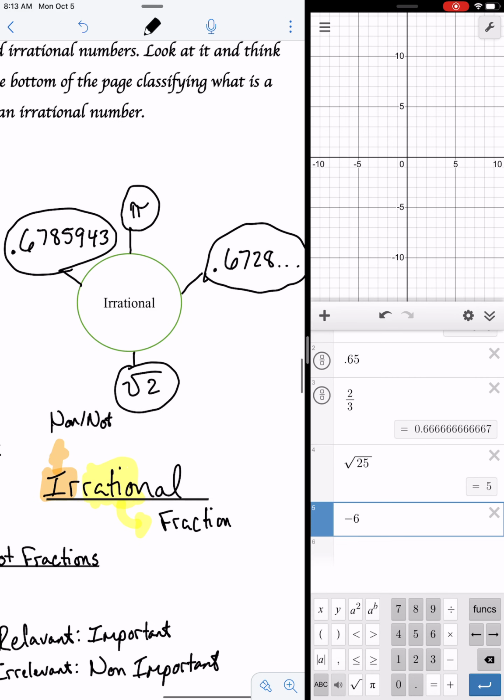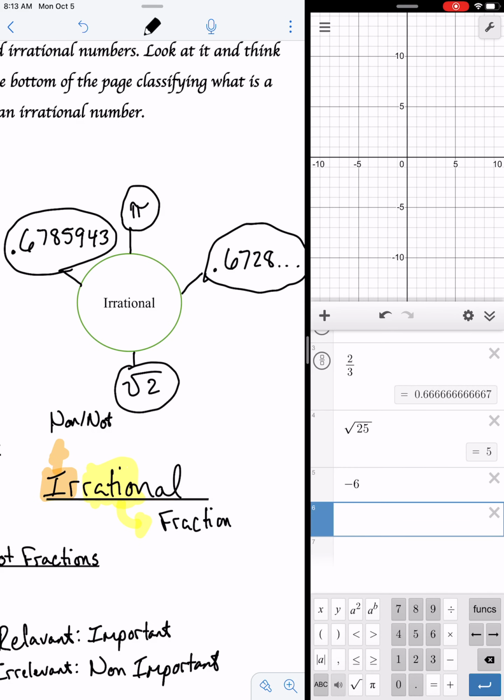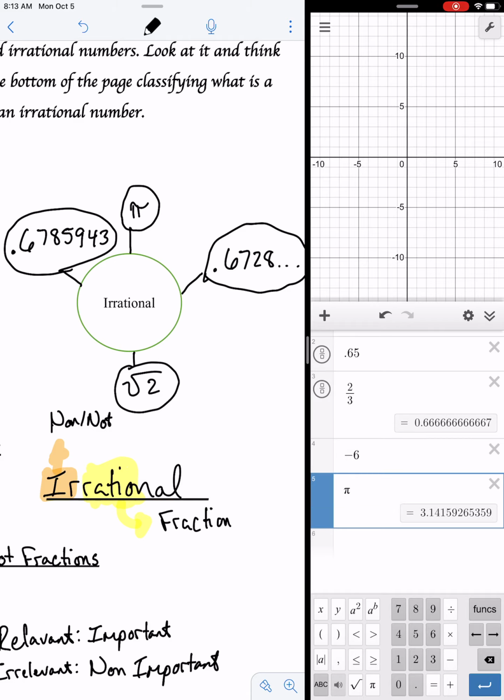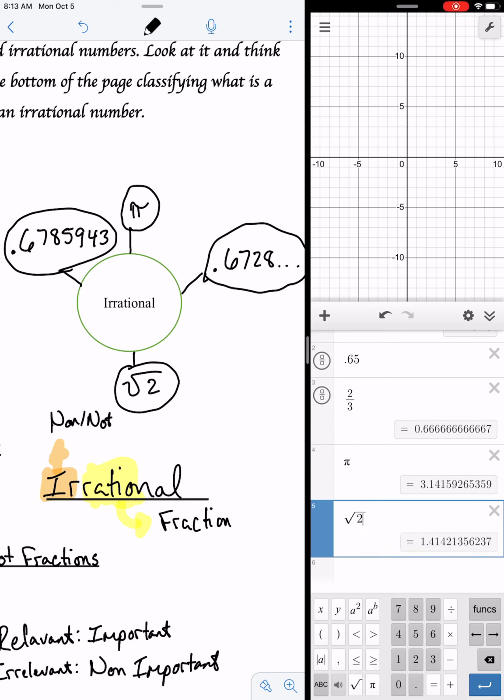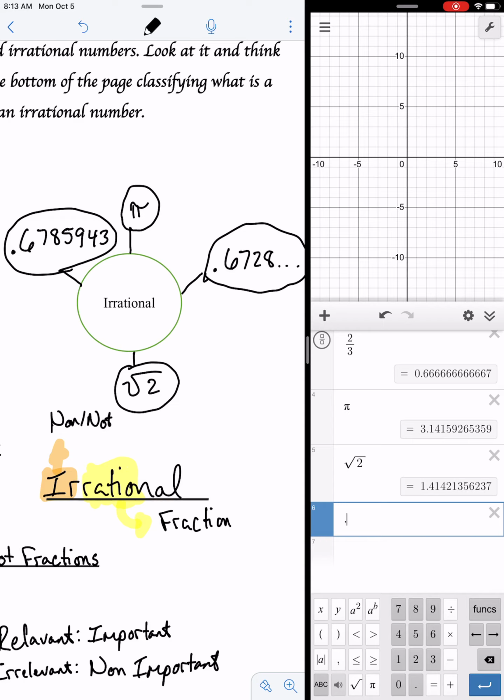Now, over here on the right, if I look at pi, I don't see that fraction bar to the left. If I look at square root 2, again, I don't see that fraction bar over here on the left. I don't know if I went enough decimal places here. 6, 7, 8, 5, 9, 4, 3. See, again, I don't have this fraction bar over here on the left.